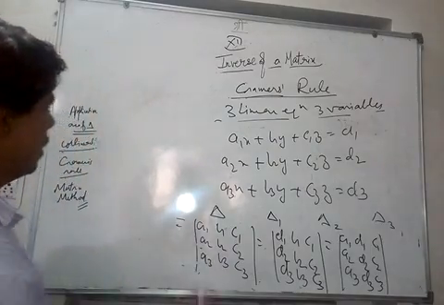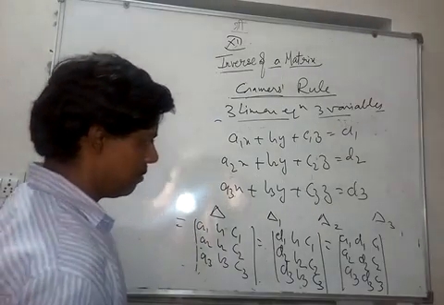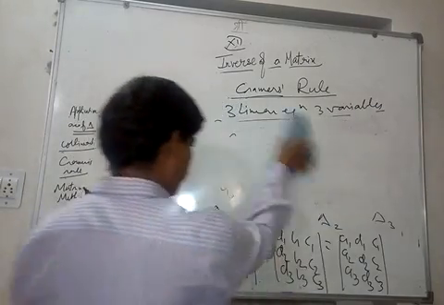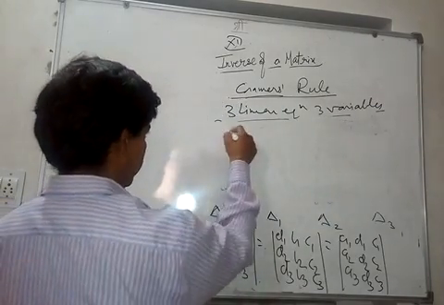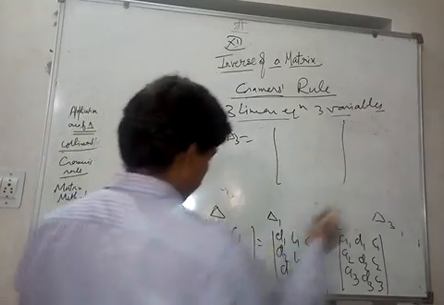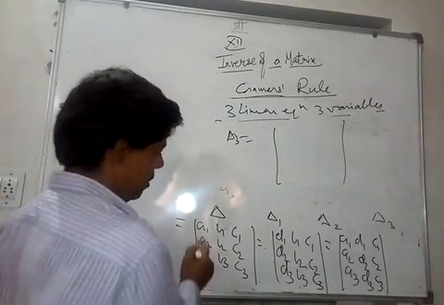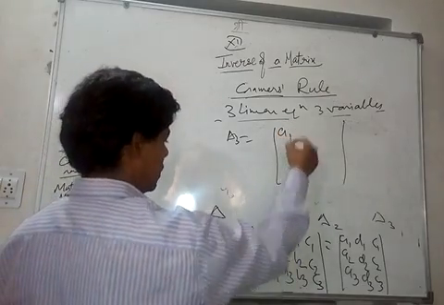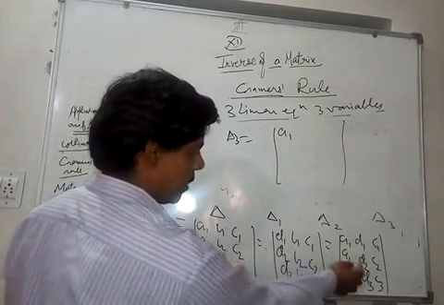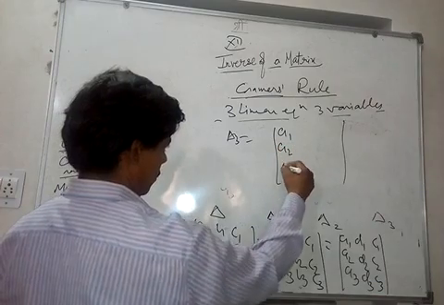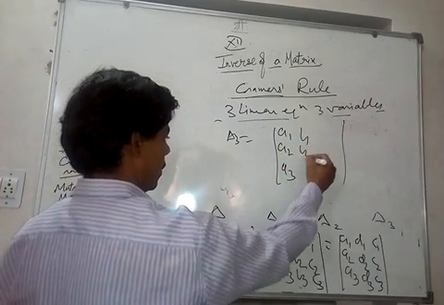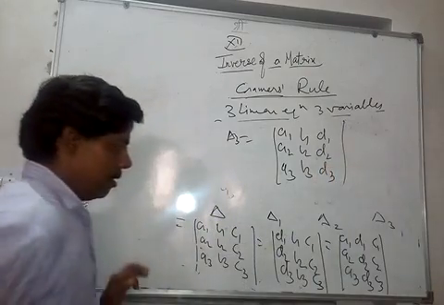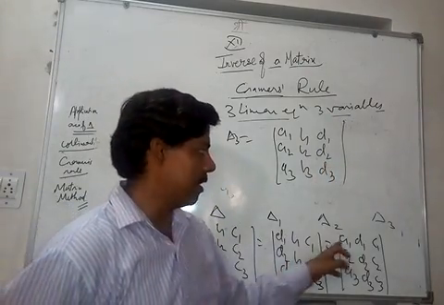And similarly, can you write delta 3 for this? Yes, very simple. So delta 3 will be this determinant. Look at this determinant again. Don't replace this, replace c1, c2, c3 by d1, d2, d3. So a1, a2, a3, b1, b2, b3, and d1, d2, d3. So this is how you get delta 1, delta 2, delta 3.